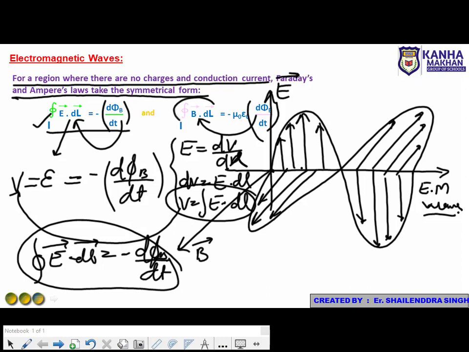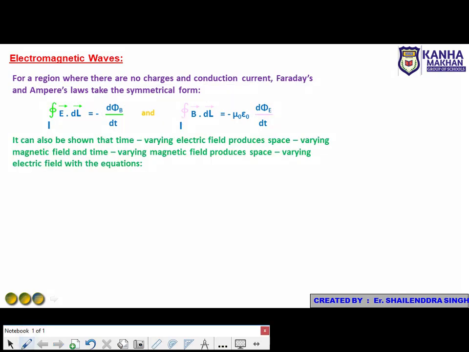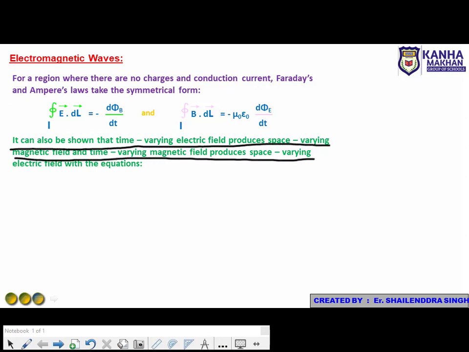Meaning to say, electric field propagation as well as magnetic field propagation, like here as well as here, electric and magnetic field vectors change rapidly with respect to each other, and they will propagate the electromagnetic wave, which must travel 3 into 10 power 8 meters per second without any material medium in space. It can also be shown that a time varying electric field produces a space varying magnetic field, and a time varying magnetic field produces a space varying electric field, with the equation.